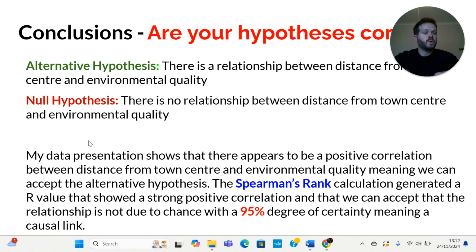Now, this question will help you answer the overall question, won't it? Yeah, it will help you answer the overall question, but we're not going to address that in this section. In this section, all we're doing is concluding on the sub-questions. And even if you've only got one of your hypotheses, you've not arranged it in this alternative-null way, that doesn't matter. As long as you've got some form of prediction or hypothesis, then you've got something to conclude on, haven't you?